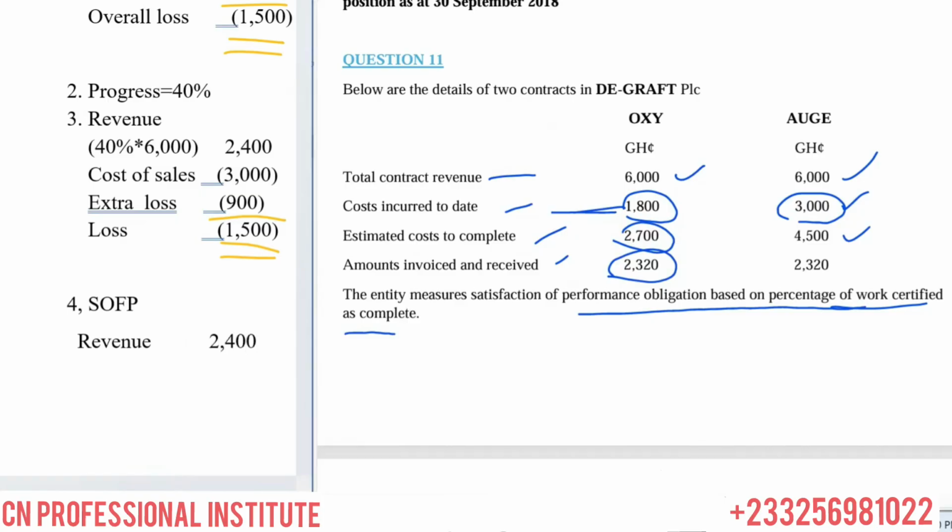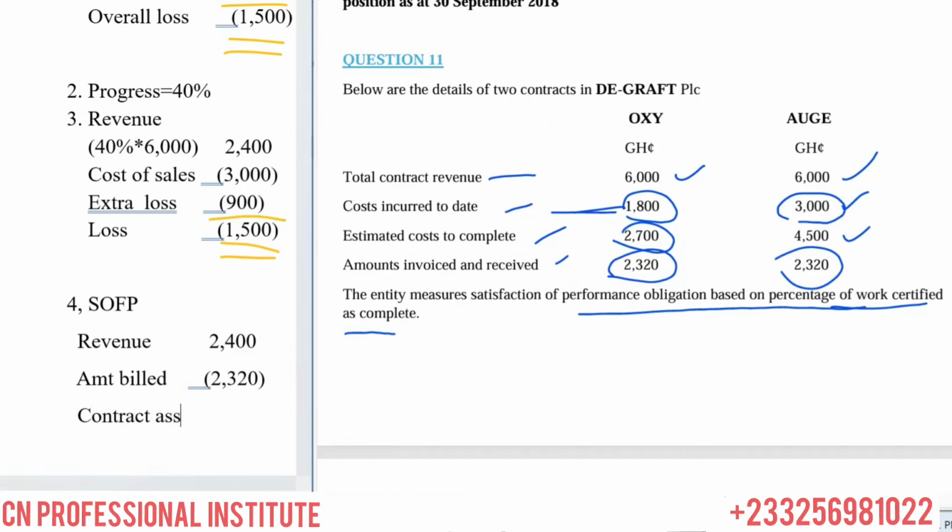In this example, it's the same, so it's fine. 2,400. And then amount billed. So amount billed is how much? How much did we bill the customer? This year, amount invoiced and received, which is 2,000, 2,320, 3,320. So I think the difference between this and this should give us what? 80. Okay, so 80 is a contract asset.